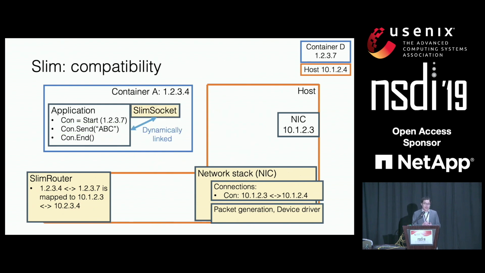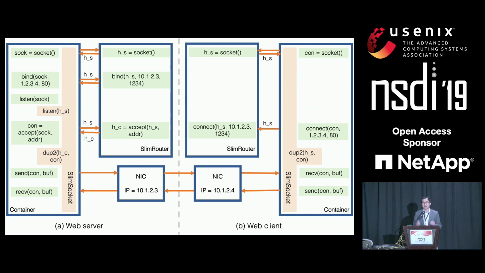So to make this scheme compatible with existing applications, we built a shim layer, which we called Slim Socket. It's basically our implementation of the socket library. We dynamically link this library into the application. So any application written against the socket library will be compatible on Slim. So for those of you who actually appreciate the complexity of the socket interface, let me show you the same example using the real socket interface, right?